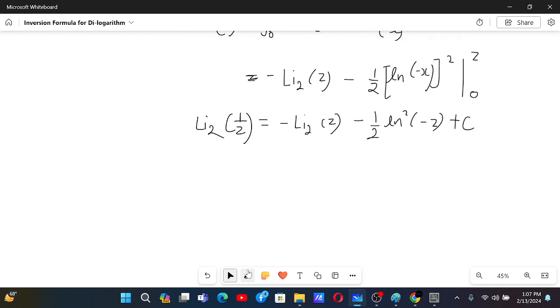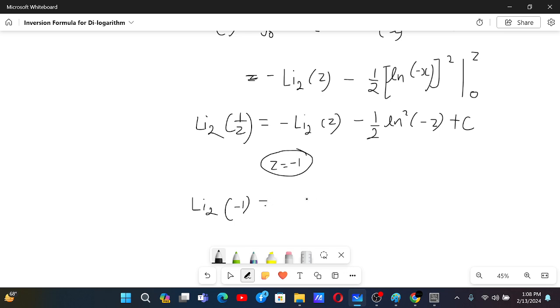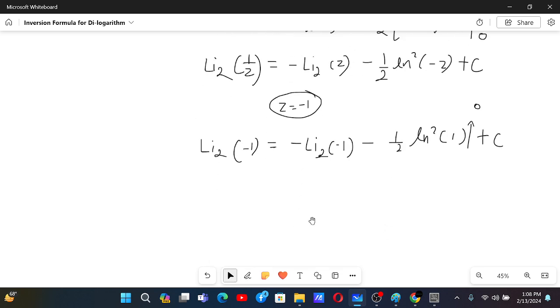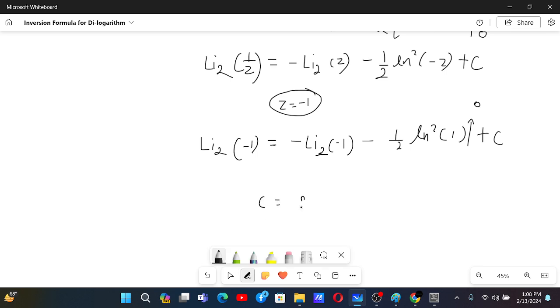The alternative way is, let us put g equals to minus 1 in this equation. So we get Li2 of minus 1 is equal to minus Li2 of minus 1, minus 1 by 2 ln square of 1, plus c. Now ln of 1 is just 0. So we have c is equal to 2 times Li2 of minus 1.